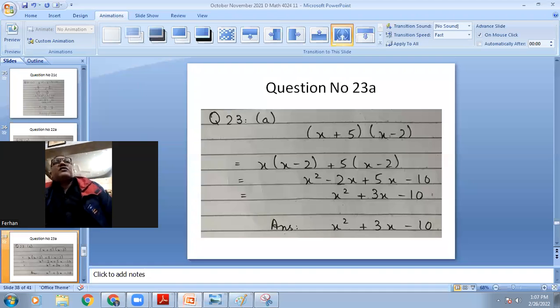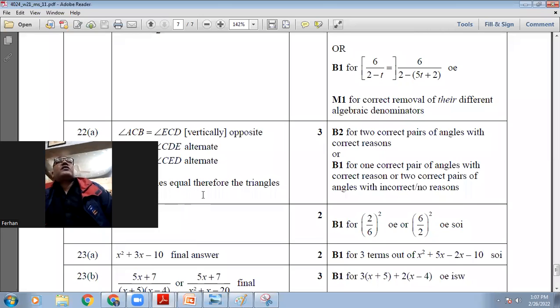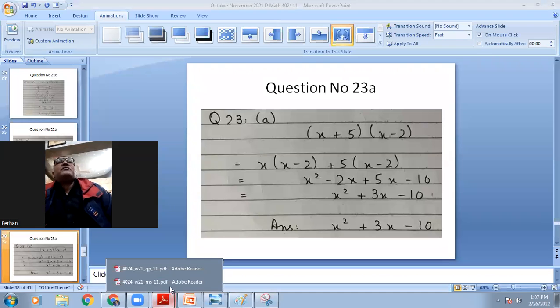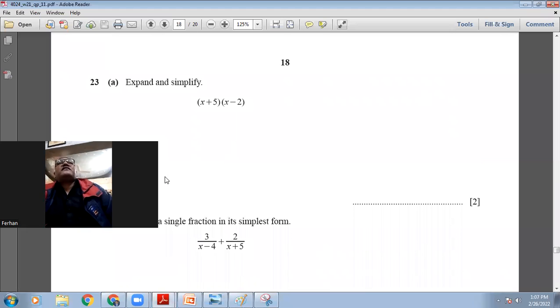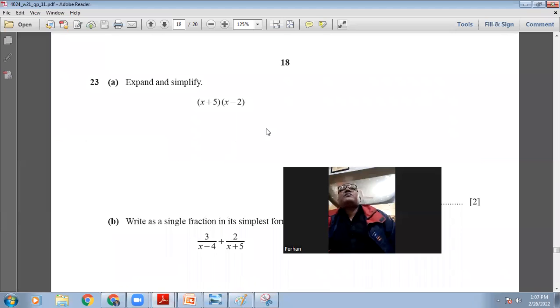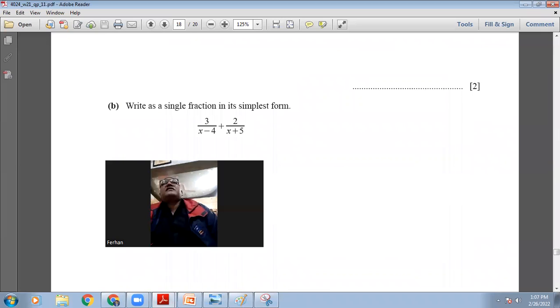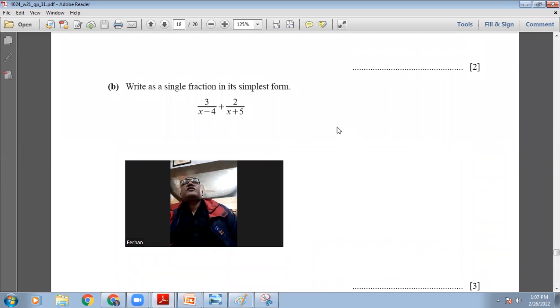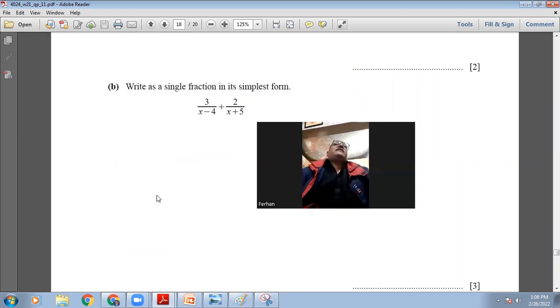So let's have a look at the marking scheme for a quick check. x squared plus 3x minus 10. So our answer is also the same. So our answer is right. Then we have the next part, and they say it's a 3 marks question, very easy. It's coming from the book D2. D2 is the book which we are studying for the O levels in Pakistan. Okay, so write as a single fraction in its simplest form.